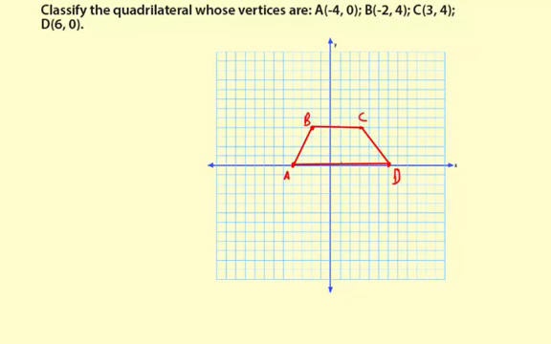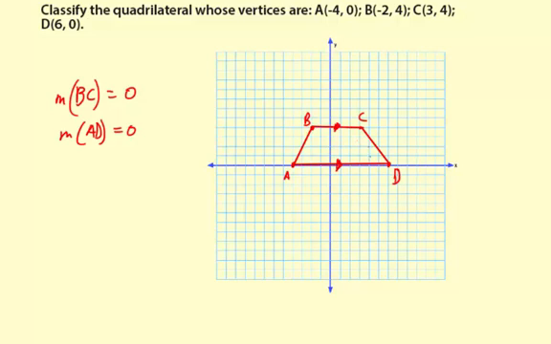Okay, now it looks, based on the relationships here, that it might be a trapezoid. Now, for a trapezoid to exist, we need to have exactly one pair of parallel sides. So BC and AD will need to have the same slope. Now BC is horizontal, so I'm going to say the slope for BC is 0. Horizontal lines have 0 slope. And the slope for AD also equals 0. Okay, so we have one pair of parallel sides. BC and AD are parallel.